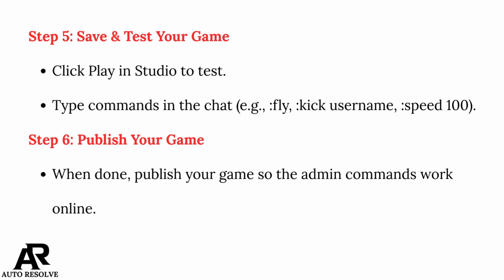Step 5. Save and test your game. Click play in Studio to test. Type commands in the chat, e.g., fly, kick username, speed 100. Step 6. Publish your game. When done, publish your game so the admin commands work online.